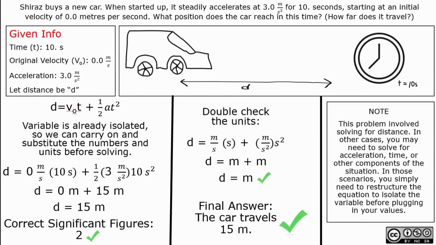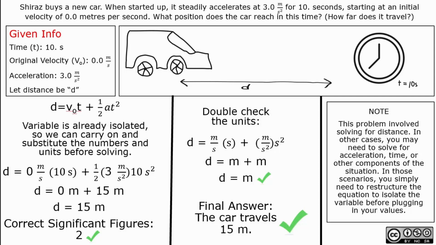Now we will go over two example motion graphing problems I have created. Okay, so this is question 1. Essentially, Shiraz buys a new car. When started up, it steadily accelerates at 3 meters per second squared for 10 seconds, starting at an initial velocity of 0 meters per second. What position does the car reach in this time? In other words, how far does it travel?